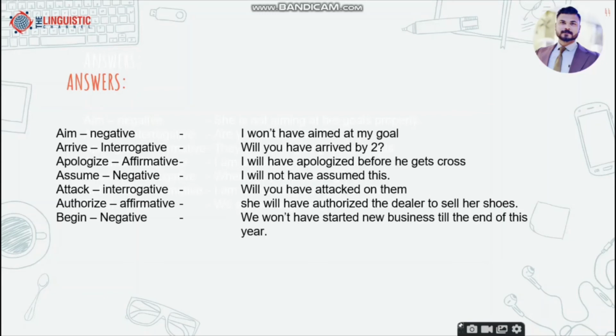I will not have assumed this. Will you have attacked them? She will have authorized. अच्छा, यहाँ पे देखें आप, we do not use has with he, she, it, क्योंकि the first main helping verb is will. तो ये क्या होगा? She will have. She will has नहीं होगा. If you use "she will has", the sentence will be wrong. Got it? We won't have started a new business till the end of this year.